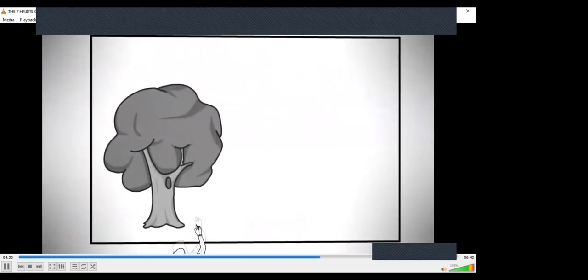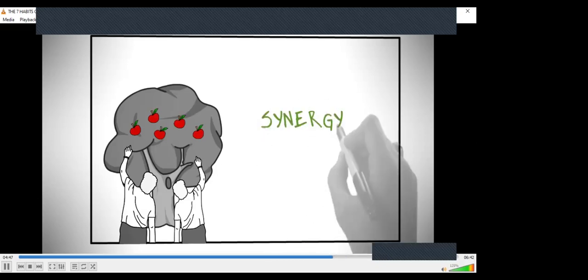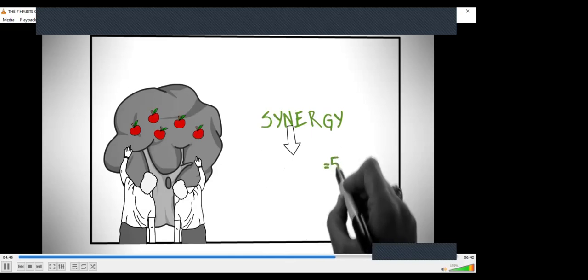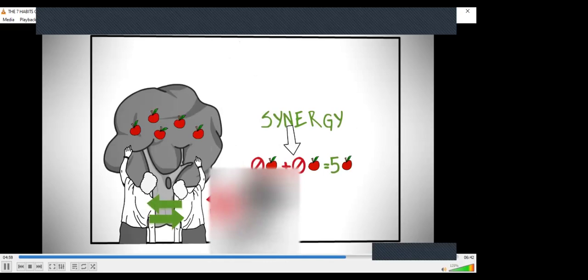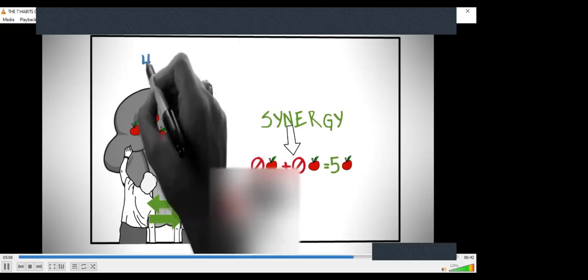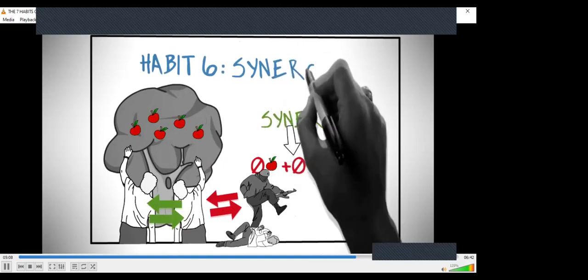Now, imagine there are 2 people and a tree with 5 apples on it. They're both too short to reach the apples, but if one of them sits on the other's shoulders, he can reach all 5 of the apples. This is called synergy. The whole is greater than the sum of its parts. Now, I'll be the first one to admit that you can't achieve this with everyone, but you should always be looking for opportunities to create synergy. With every synergistic opportunity you create, you can gather many more apples than you otherwise would by yourself. Habit number 6 is synergize.